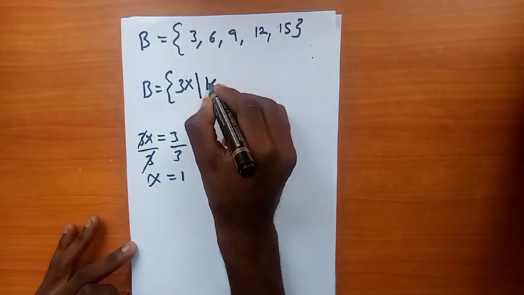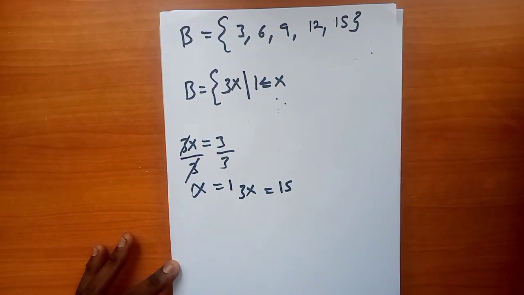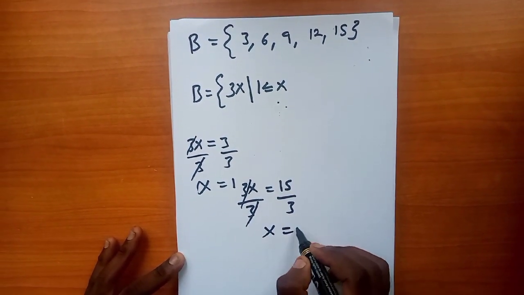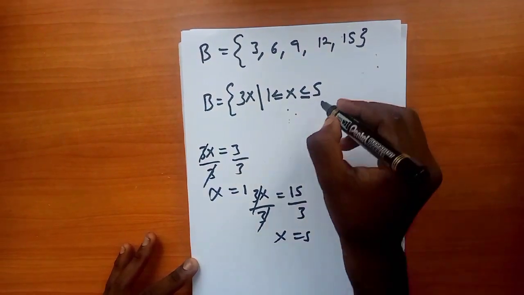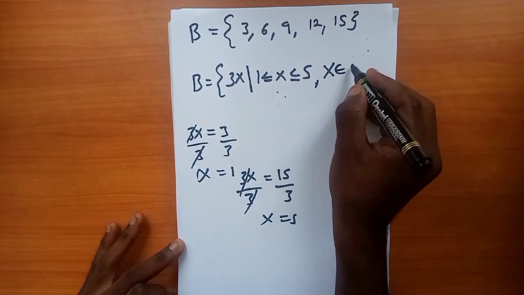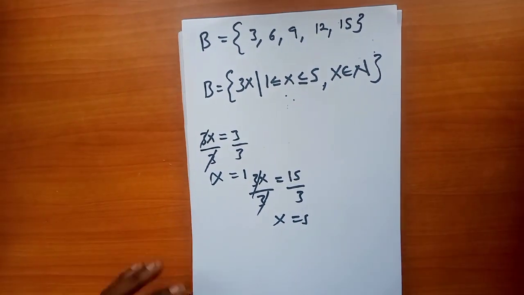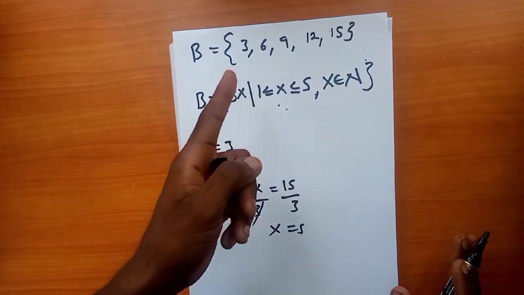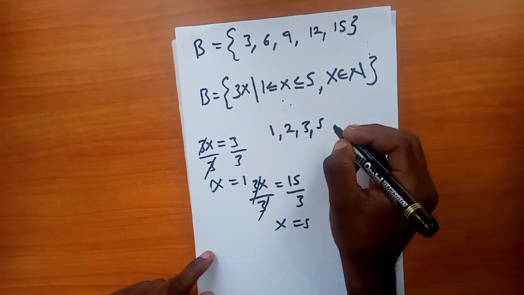So you know that 1 is less than or equal to x, okay? Then you equate 3x again. This 3x, you equate it to the last thing, which is 15, the last element. When you divide 15 by 3, you get 5. So it's also going to be less than or equal to 5, okay? And this x is a member of natural numbers, because 1 and 5 are simply members of natural numbers. Then you realize that when you list the natural numbers that are greater than or equal to 1 but less than or equal to 5, you're going to get 1, 2, 3, 4, 5.